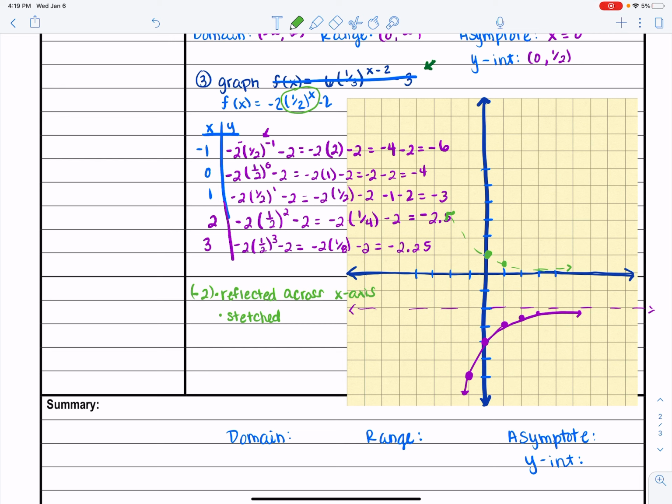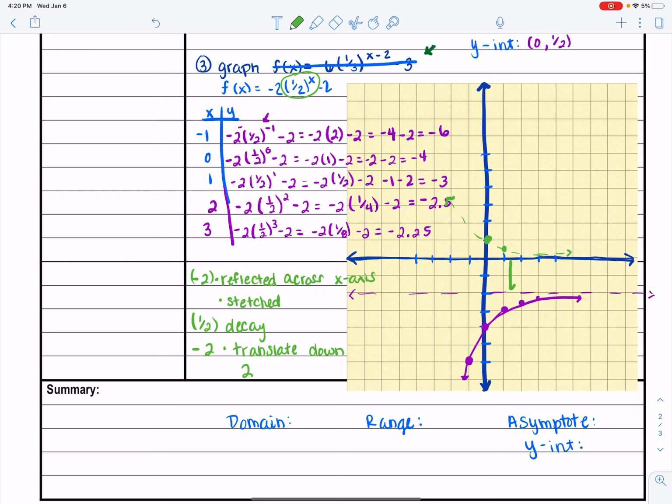Then we have the 1/2, which told us that we have an exponential decay, because if the b value is less than 1, you're decaying. Then the -2 at the end tells us that we translated the graph, or moved, down 2 units. So if you think about first reflecting this graph, so you flip it over the x-axis, you stretch it a little bit, and then you move it down 2 spots. That's how we created from green to purple.